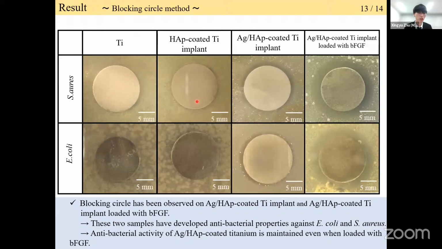Blocking circles were observed from the AG-HAP-coated titanium implant and the AG-HAP-coated titanium implants loaded with BFGF. We confirmed that these two samples inhibited the growth of the two types of bacteria, showing an antibacterial effect against gram-positive and gram-negative bacteria. This indicates that the antibacterial activity of AG-HAP-coated titanium was not affected by BFGF loading.